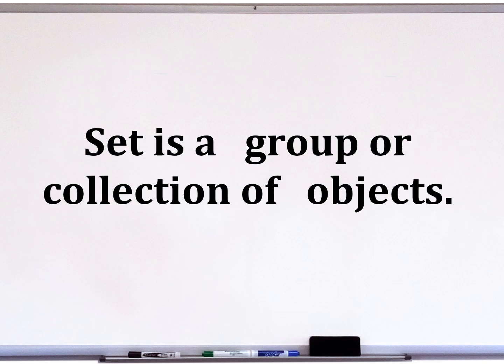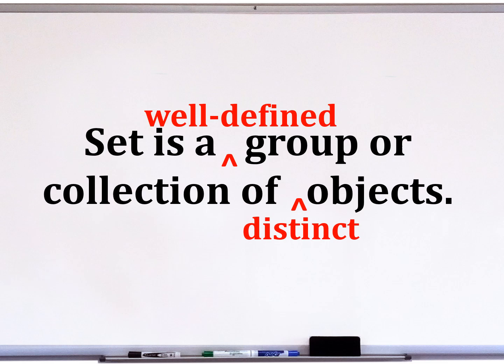Let us recall the definition of a set. A set is a group or collection of objects. But there is a more specific definition for a set, and that is, a set is a well-defined group or collection of distinct objects. What do you think is the meaning of well-defined? How about distinct?